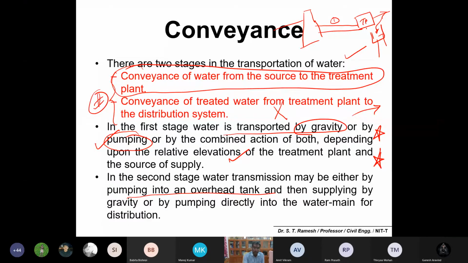So please understand, what we are discussing here is this part and also this part. This part we are not going to discuss now. We will be discussing it in detail after treatment of water. So whatever we are going to concentrate on is only from the source to a treatment plant. Is it okay? Yes, sir. Got it.